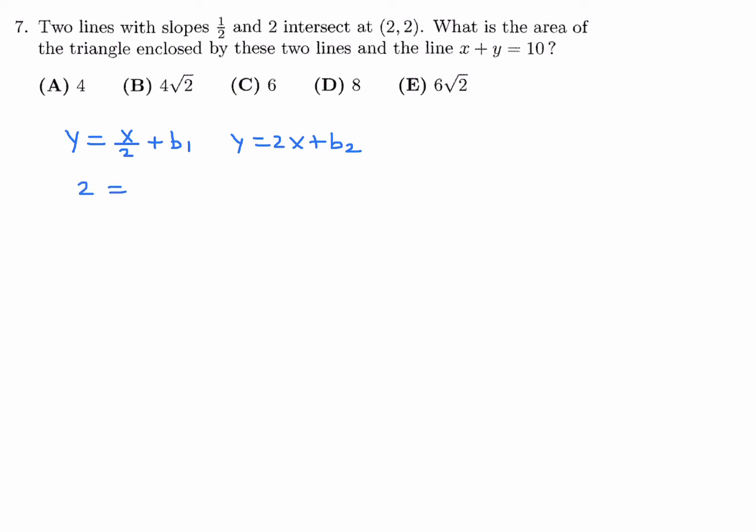So 2 is equal to 1 plus b1, so b1 is equal to 1. So that equation is y equals x over 2 plus 1. Then let's do the same thing, substitute 2, 2 into this one. So we get 2 is equal to 4 plus b2. So b2 is equal to minus 2. So that is y is equal to 2x minus 2.